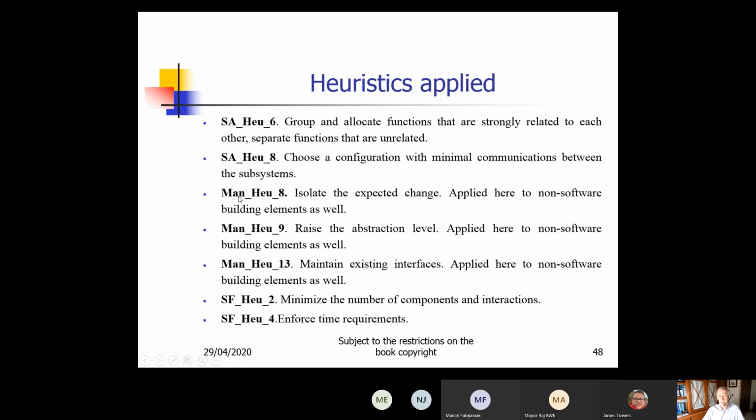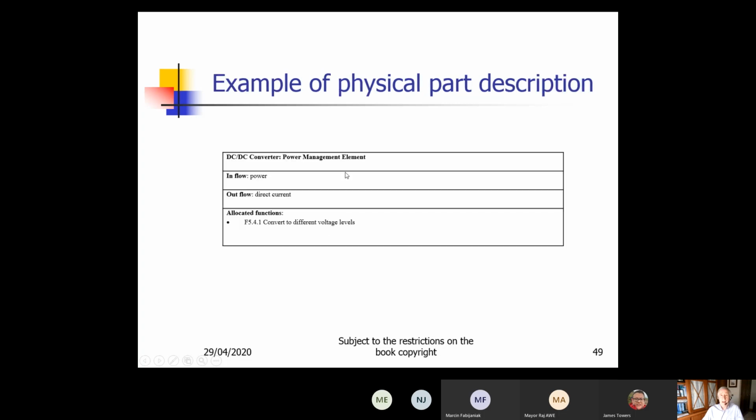Some of the heuristics related with maintainability are from several sources, and one very well-known book about maintainability is referenced in our book. And in the safety, we use diverse heuristics. Each part is also described with a template describing the input, the output, and the functions it allocates.